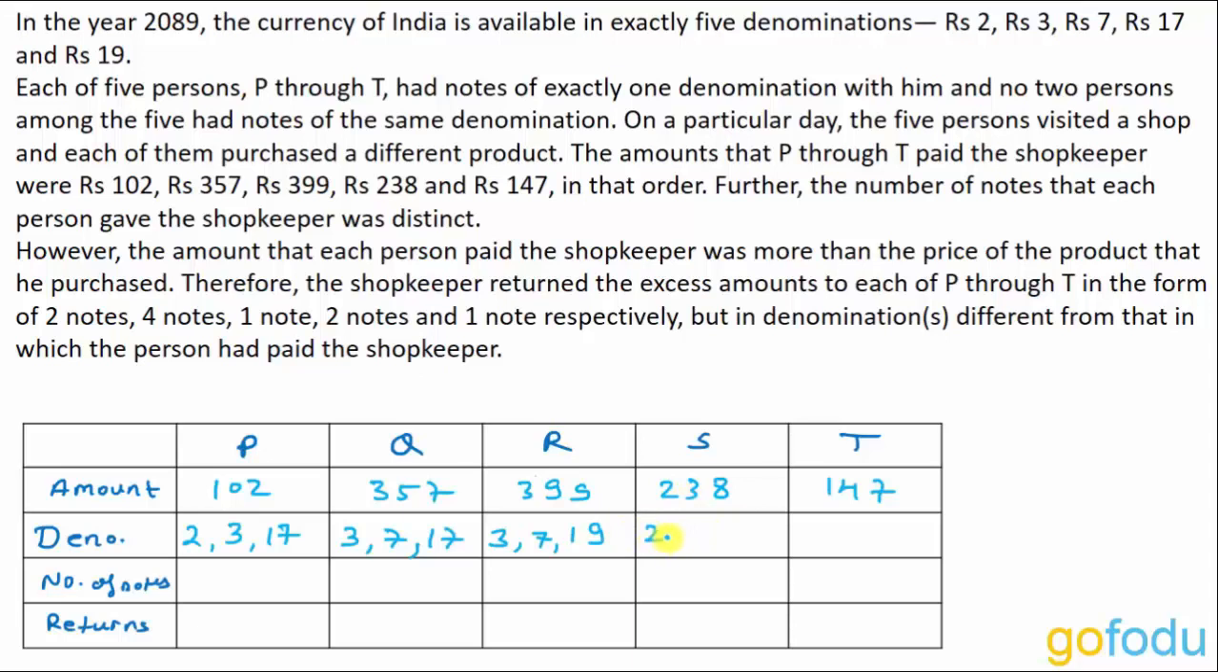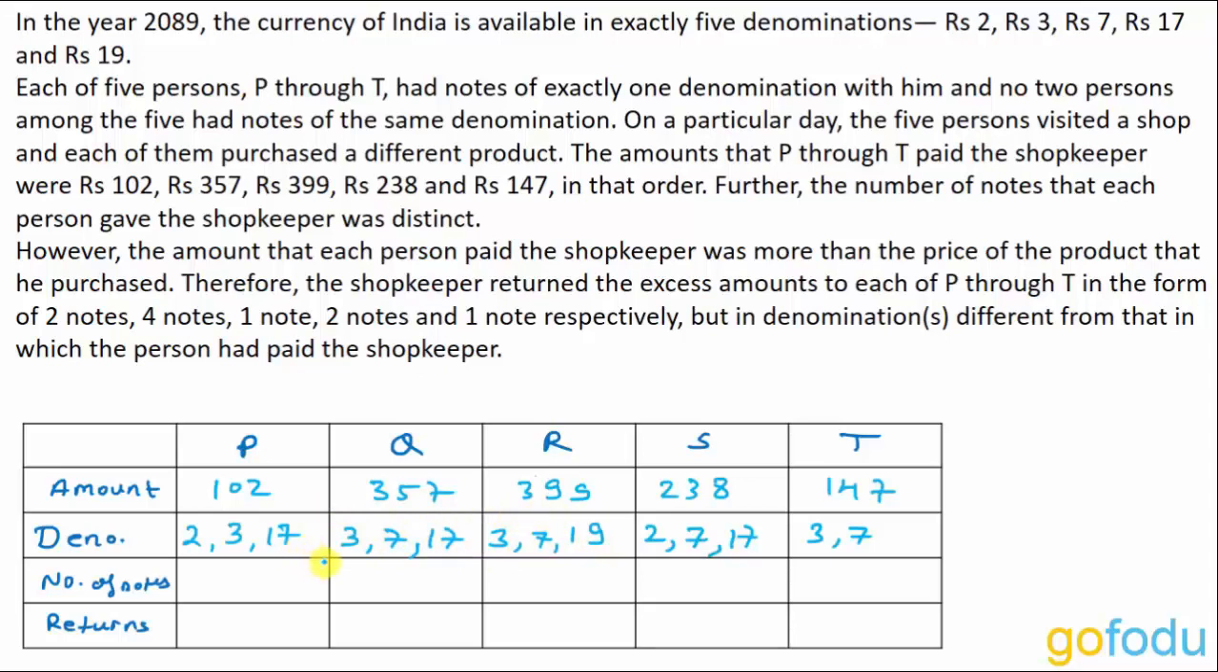For 238 we have 2. It is not divisible by 3. It will be divisible by 7, 34 times. And it will also be divisible by 17; 17 into 14 is 238. Now 147. 147 is not divisible by 2, it is divisible by 3, it is divisible by 7, it is not divisible by 17 and it is also not divisible by 19.